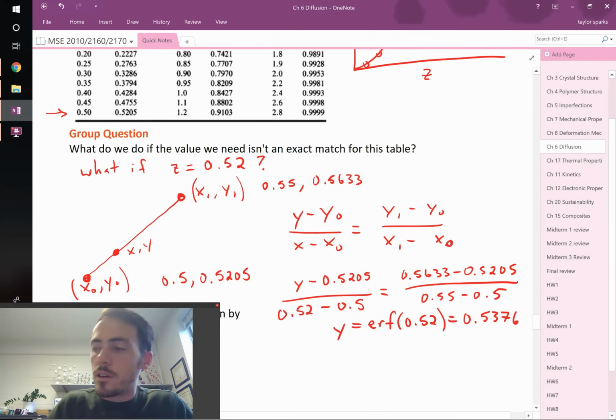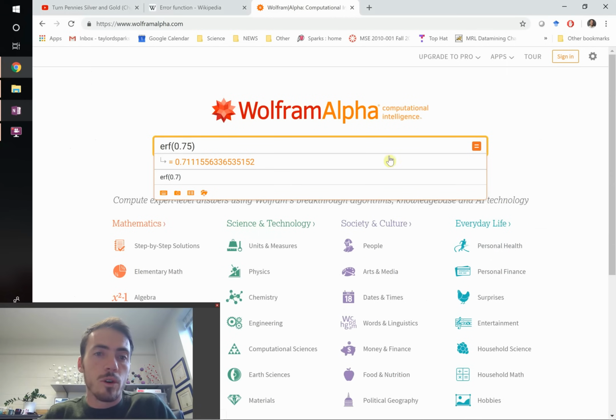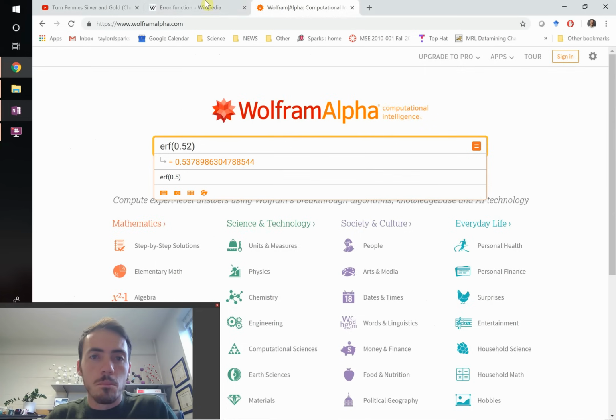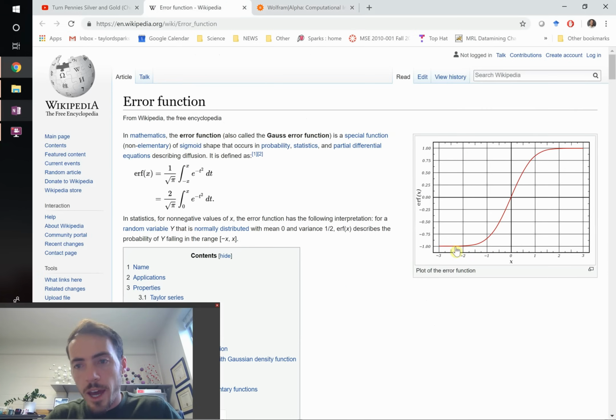Let's see how that compares to the actual value. It's going to be pretty close, but not exactly right. So if we go to Wolfram Alpha and punch it in, we get 0.5378, and we got 0.5376. So this is a great tool. Obviously, in parts of the plot where it's more linear, it's going to be more accurate. So if you're doing the linear interpolation down here, it's mostly linear, so you're going to get good values. But if you do it right at the bends, that's where you're going to have a little bit more error, but it's still a great technique, okay?